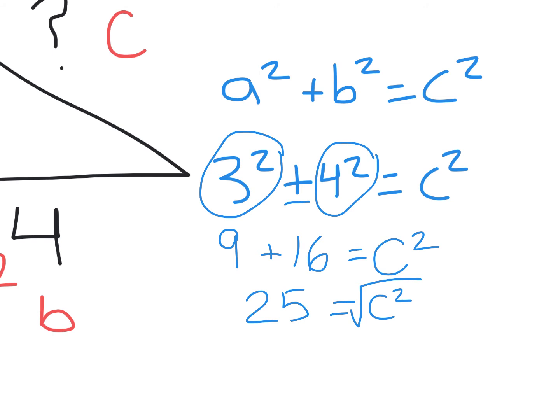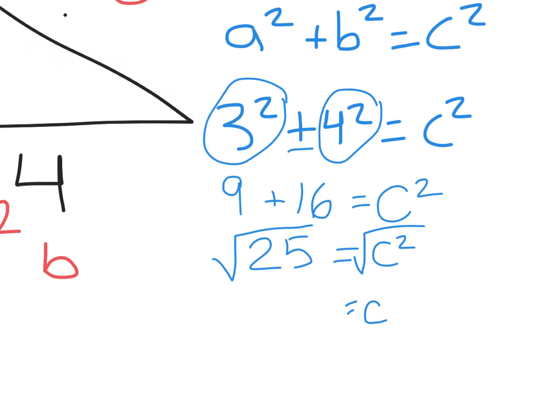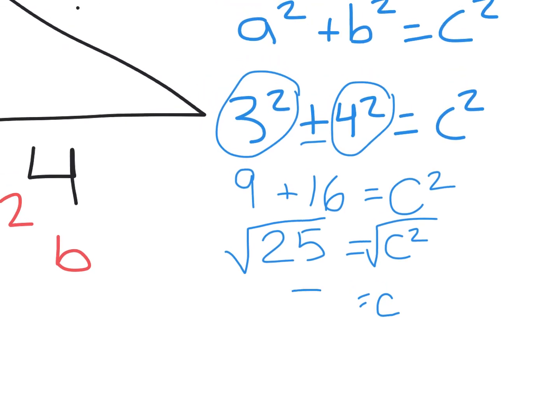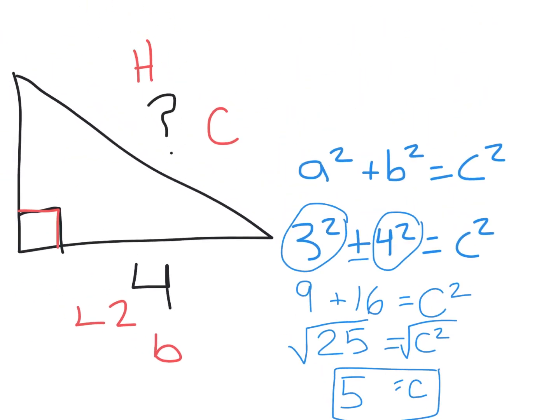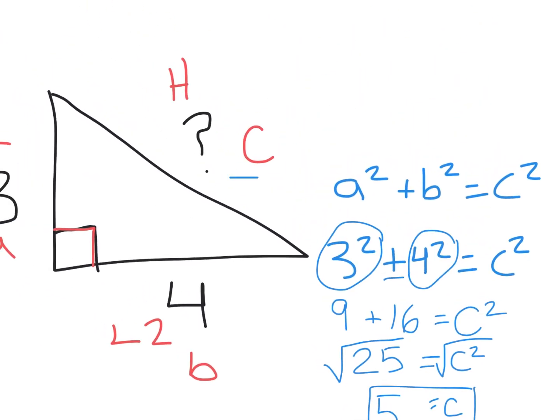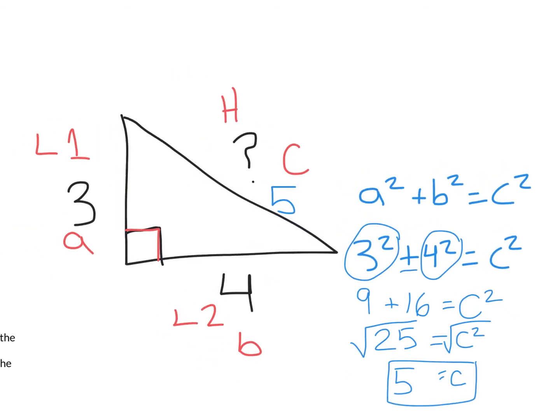The square root of C squared is just going to be C. But if we do something to one side of the equation, we have to do it to the other side of the equation to keep this balanced. So we can see here that C is going to be equal to the square root of 25. Well, what is the square root of 25? What number multiplied by itself equals 25? Hopefully you see that that's 5. 5 times 5 equals 25. So C must be equal to 5. So this value here, this unknown value, is 5 units.